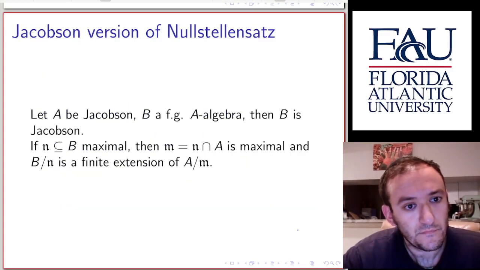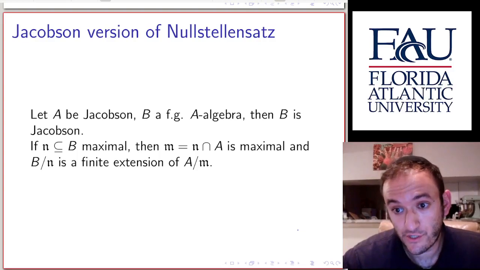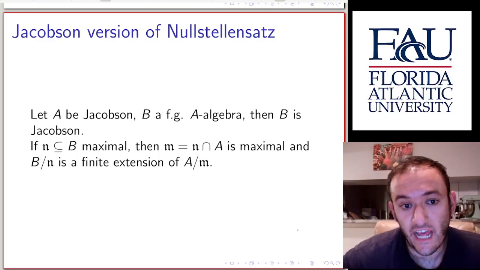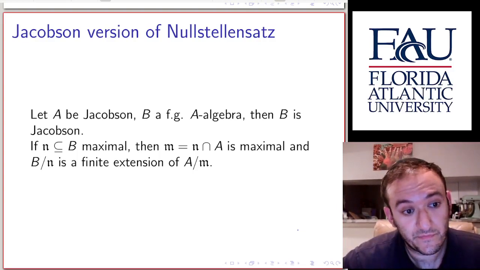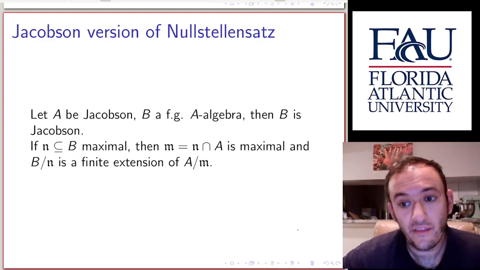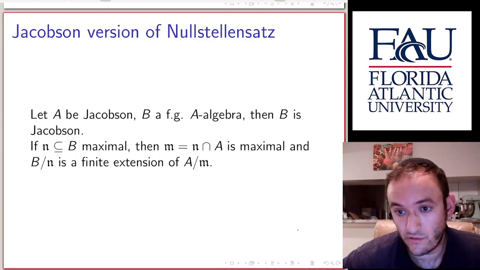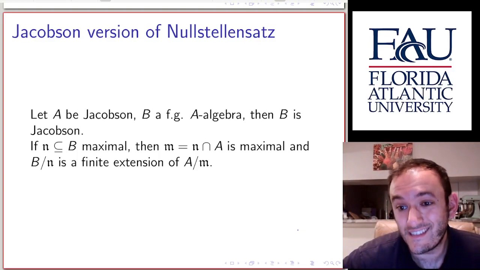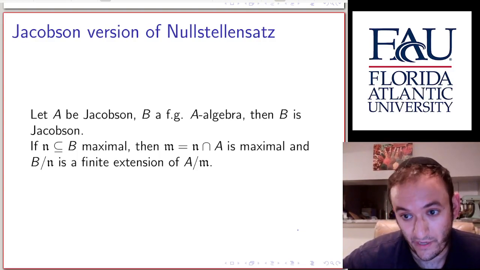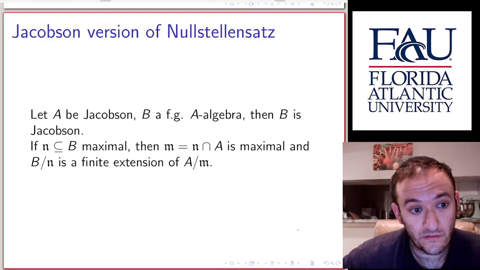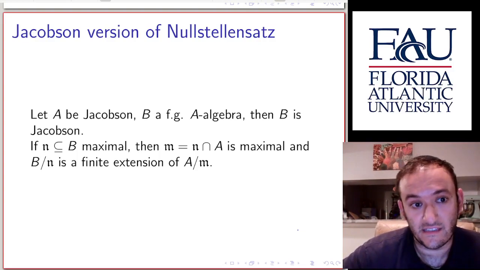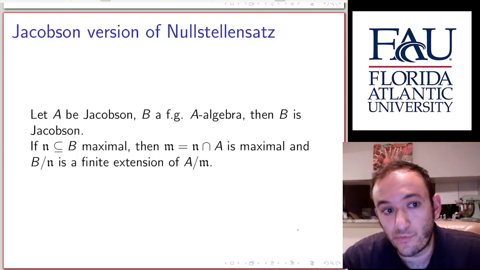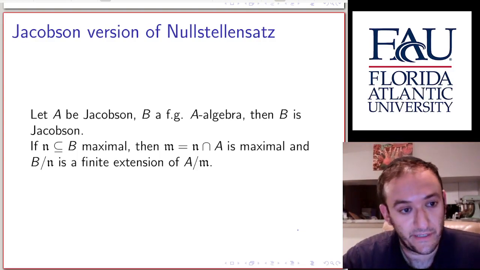Okay, and now we can state the Jacobson version of the Nullstellensatz. Let A be Jacobson, and let B be a finitely generated A-algebra, then B is Jacobson. Furthermore, if n in B is maximal, then m equals n intersect A, the maximal ideal intersected with the base ring, is maximal, and B mod n is a finite extension of A mod m. So, not obvious at the outset how this implies the Nullstellensatz, or why it should earn the name Nullstellensatz, but we'll see after proving this that indeed it follows quite simply.